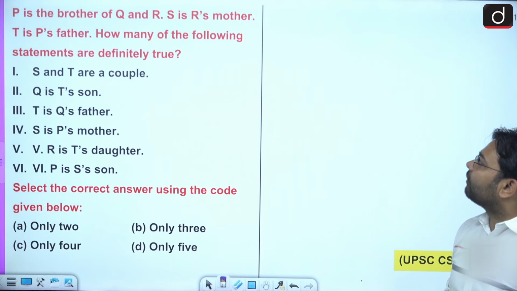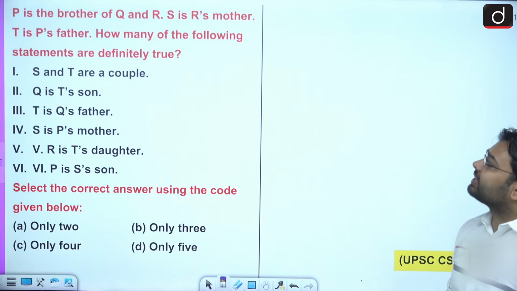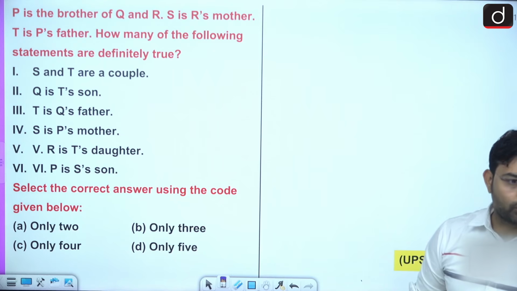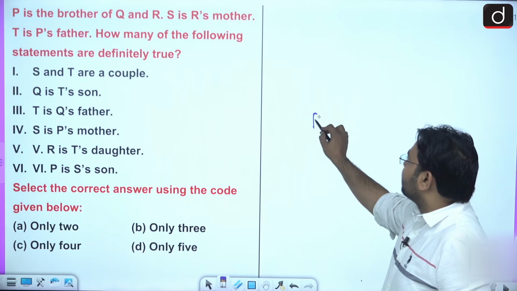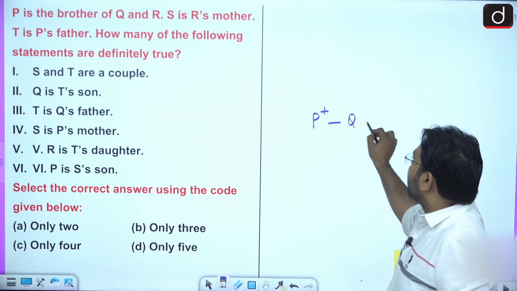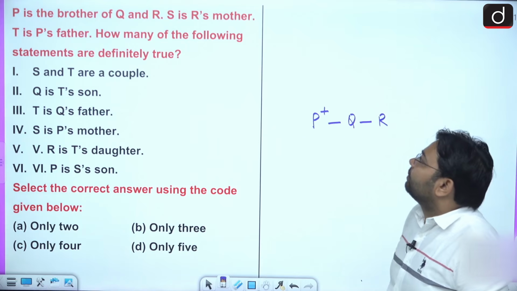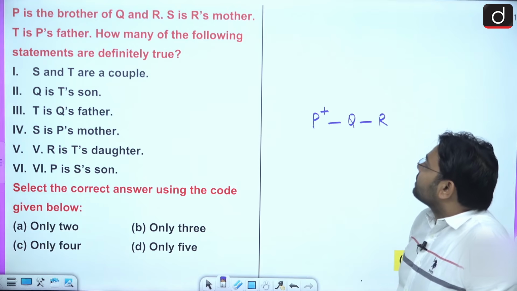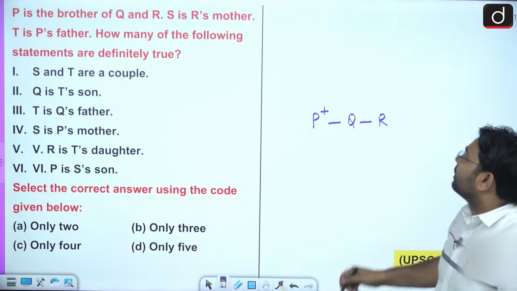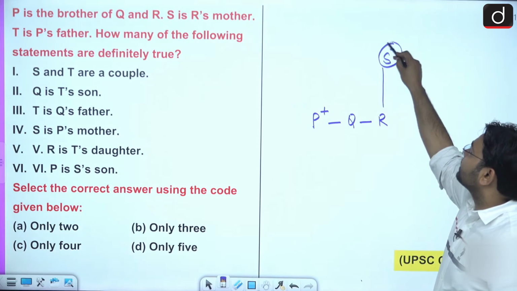P is the brother of Q and R. S is R's mother. T is P's father. How many of the following statements are definitely true? Now P is the brother of Q and R. Do you know this one? Done. P is the brother of Q and R. S is R's mother.